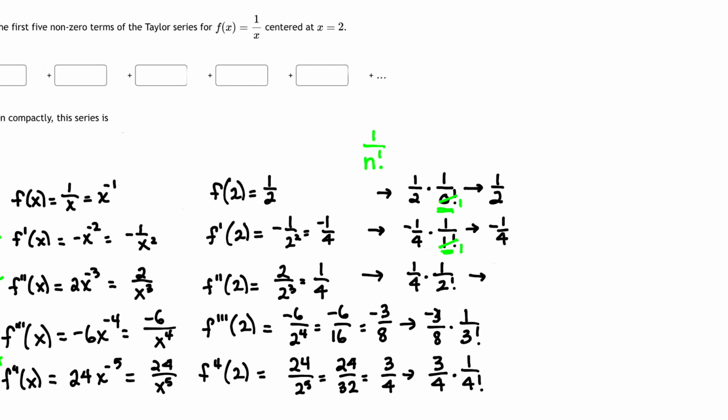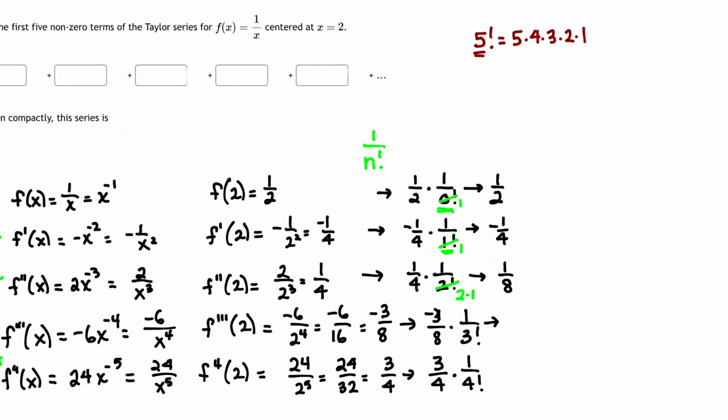2 factorial can be thought of as 2 times 1, right? Let's just make sure we know what factorials are. I'm pretty sure we're familiar with factorials, but let's just remind ourselves. A factorial means start with the number and then multiply by 1 less, and then multiply by 1 less, and then multiply by 1 less. So if I have 2 factorial, that's going to be 2 times 1, or just 2. So that's 1/4 times 1/2, or 1/8.